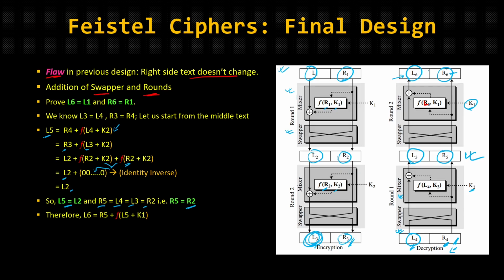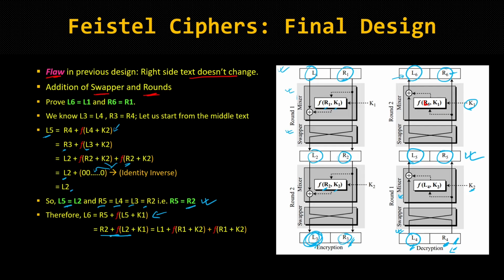Now, since we have proven this one, we can go for the L6 is equals to L1 or not. So you can see here that L6 is being achieved after R5 is being XORed with L5 and K1. Okay, so that is what we have written here. So L6 is equals to R5 XOR of the function element L5 and K1, right? Now we see that R5 is R2, right? So we can write that R2 here, and L5 is L2. So R2 and L2, we have written it here, right?